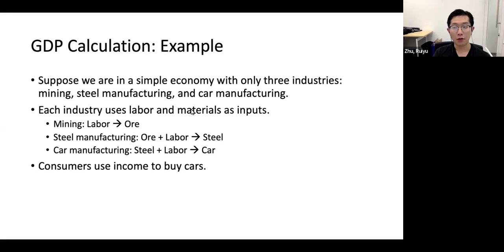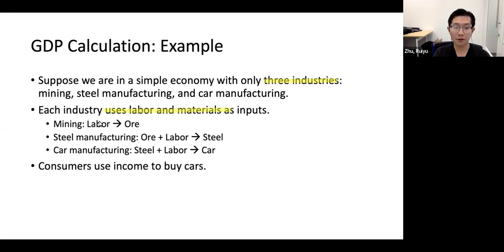Okay, now we want to use a very simple example to show how to do this GDP calculation and show how it works for three methods and why they will give us the same number. Suppose we are in a very simple economy with only three industries: mining, steel manufacturing, and car manufacturing. And each industry will use labor and materials as inputs.